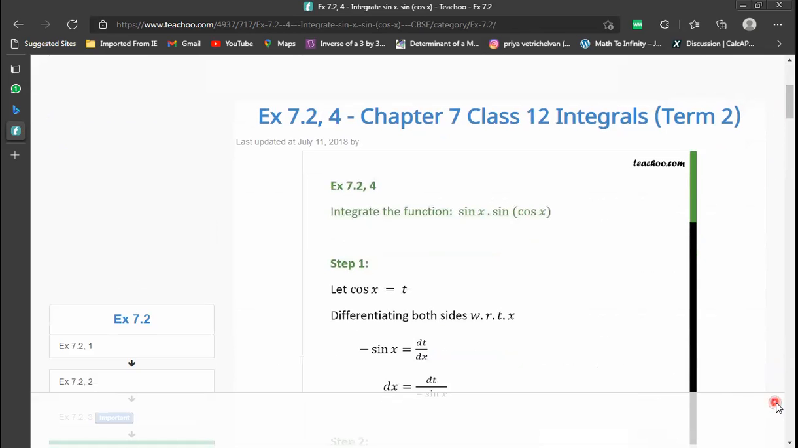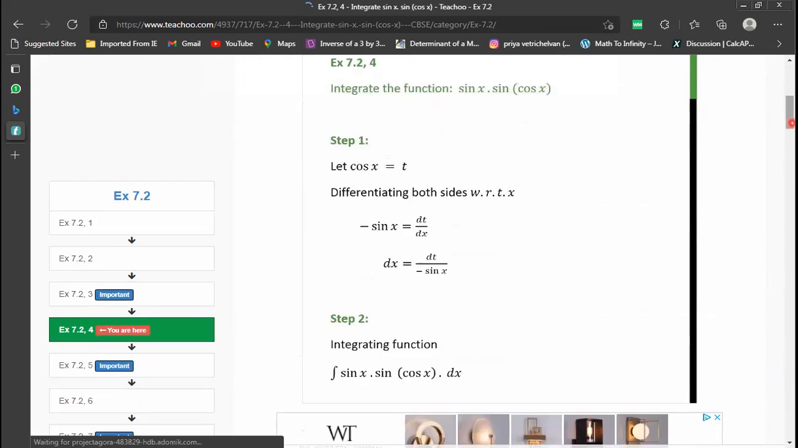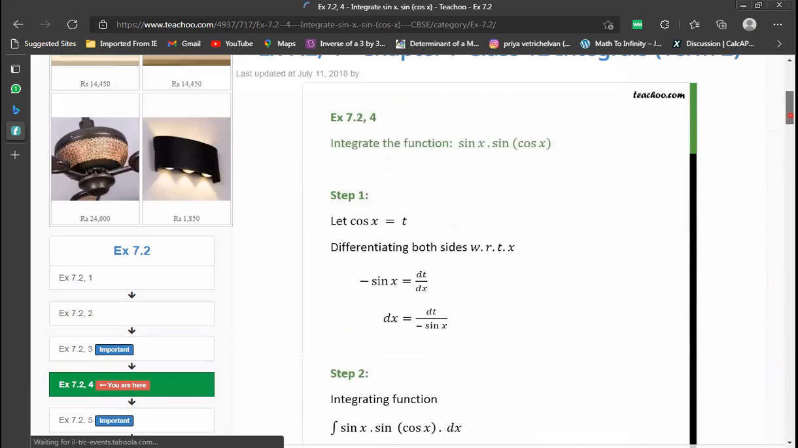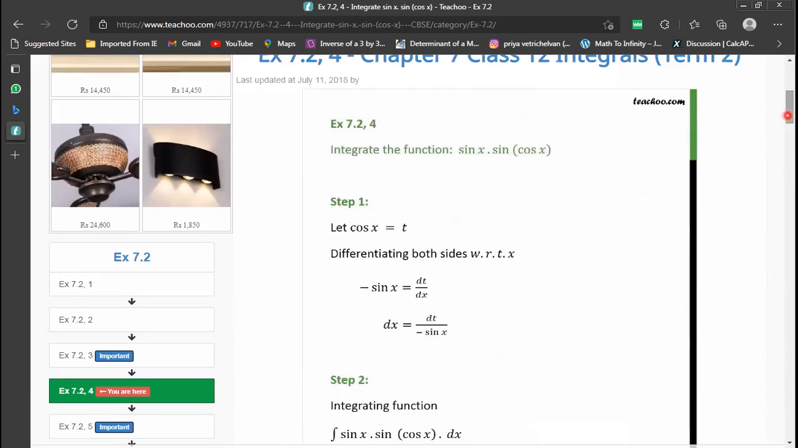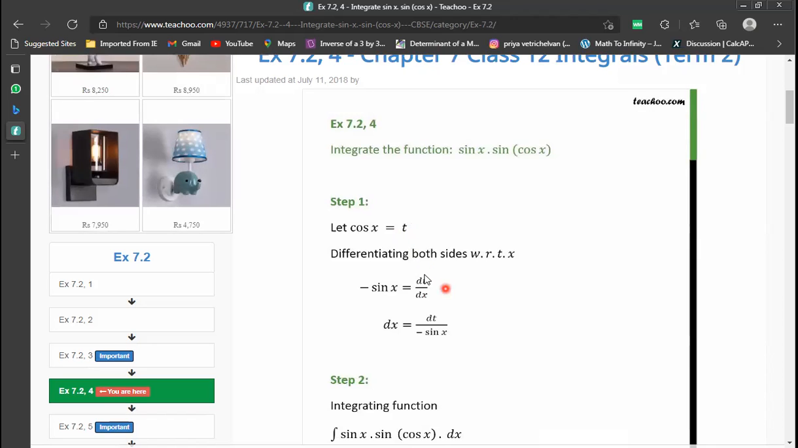Now we do have some trigonometric functions for the substitution. So it's sine x into sine of cos x. Now they chose cos x as t. Cos x is t, and differentiation of cos x is negative sine x. You should be aware of the formula. And differentiation of t is dt by dx, and dx can be written as dt upon negative sine x.